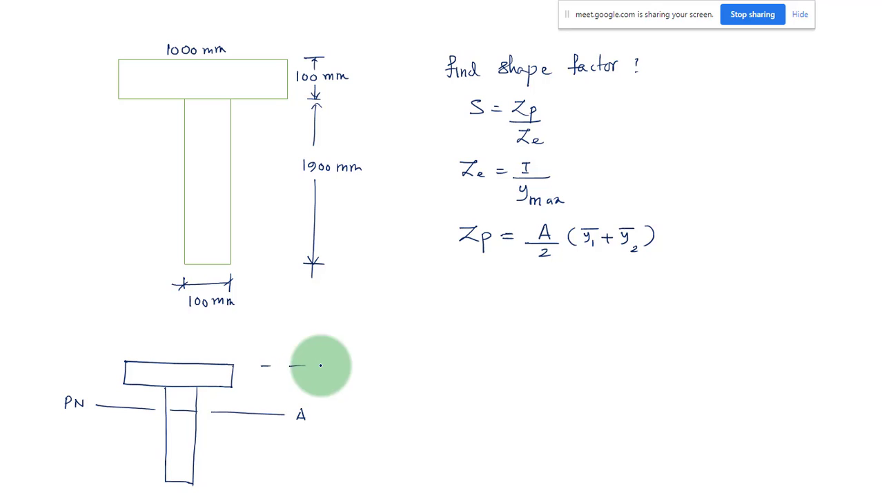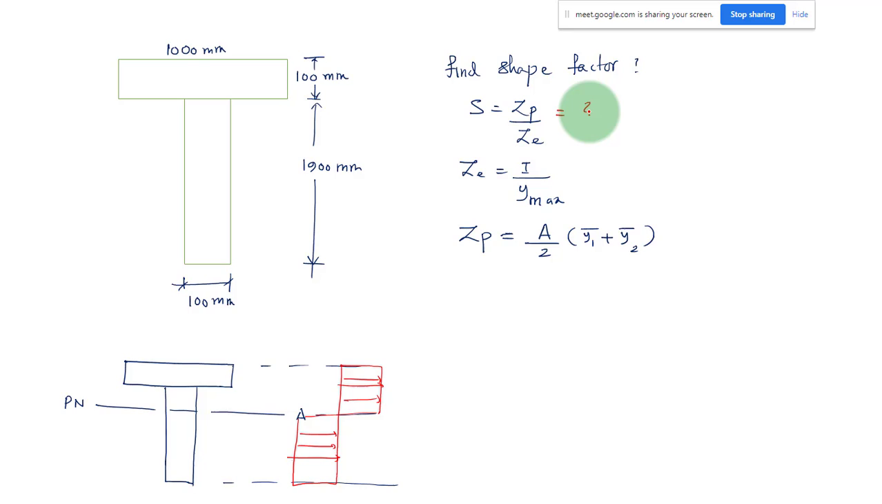So finally, correspondingly you have the stress distribution also. Your stress distribution will be something like this. We'll have compressive stress here, and we'll have tension like this. Okay, you have to locate the axis. You can do that, and you can get the value of the shape factor.